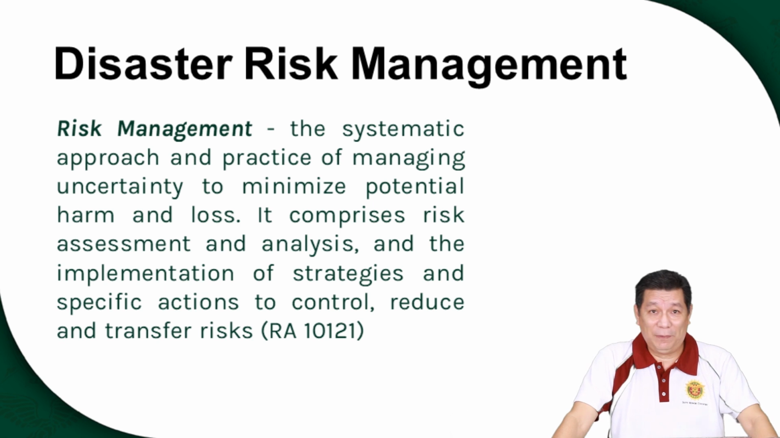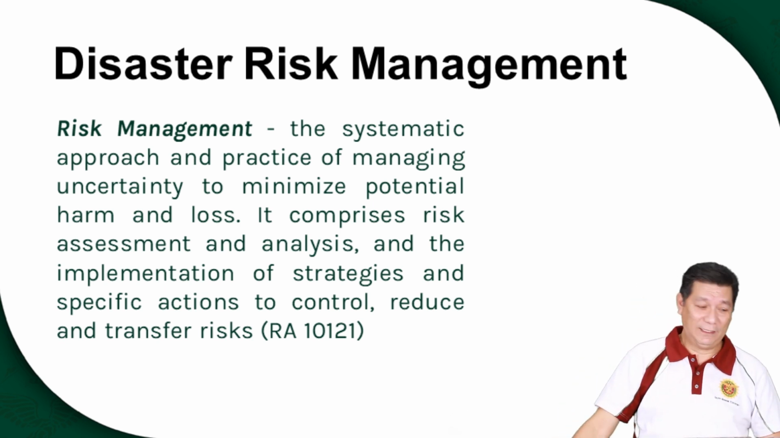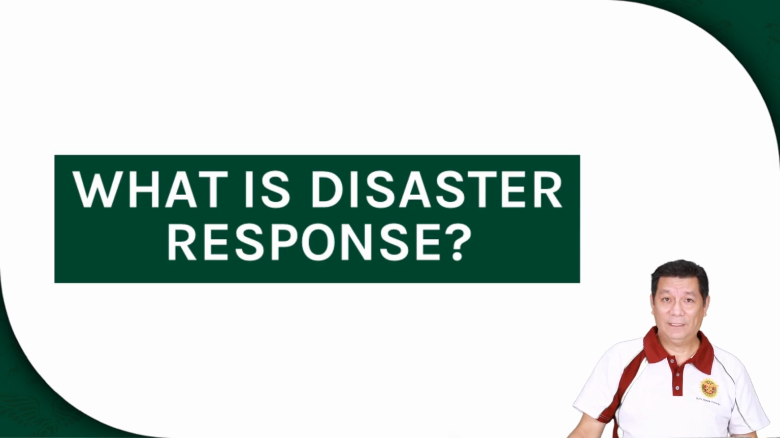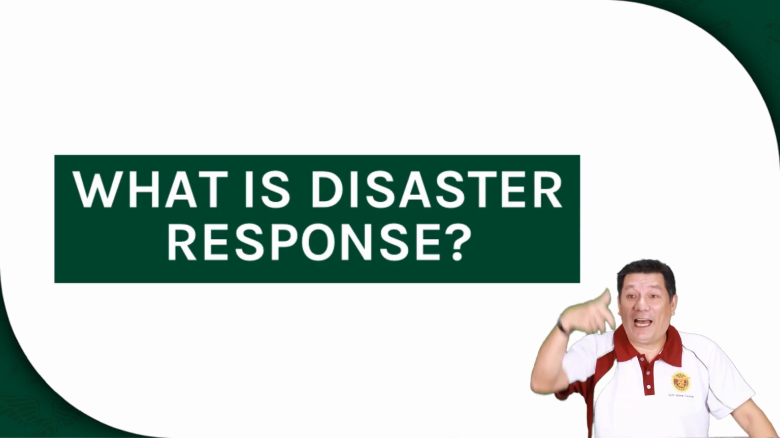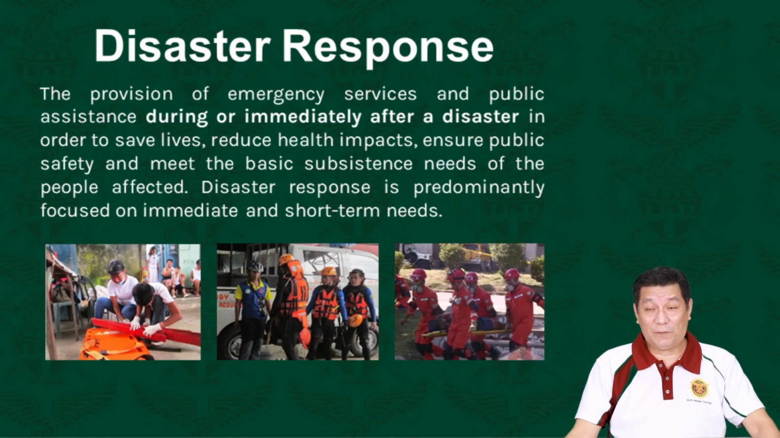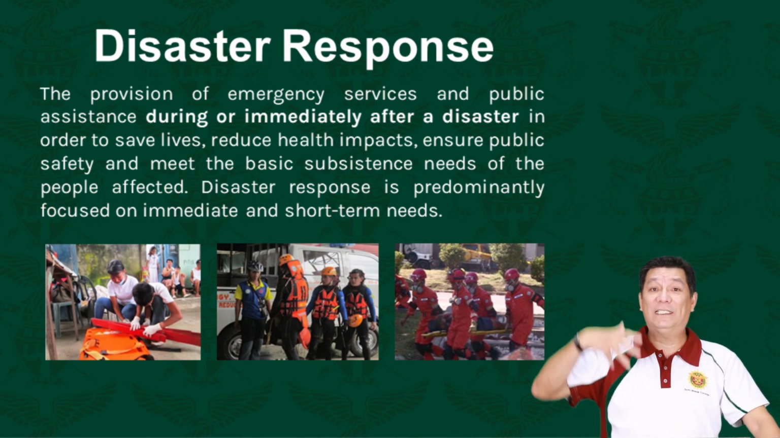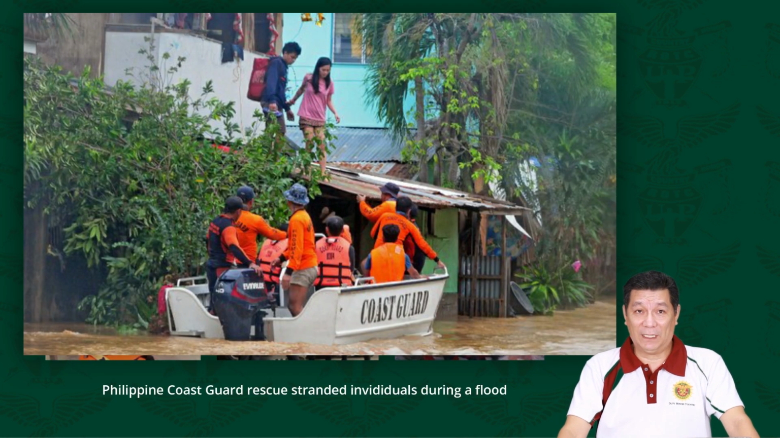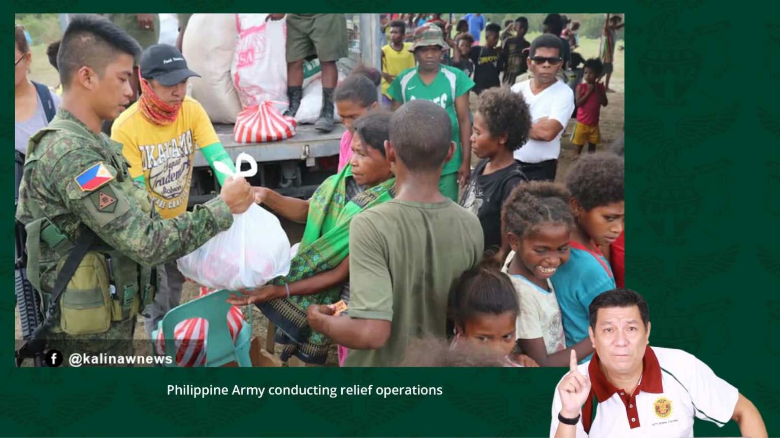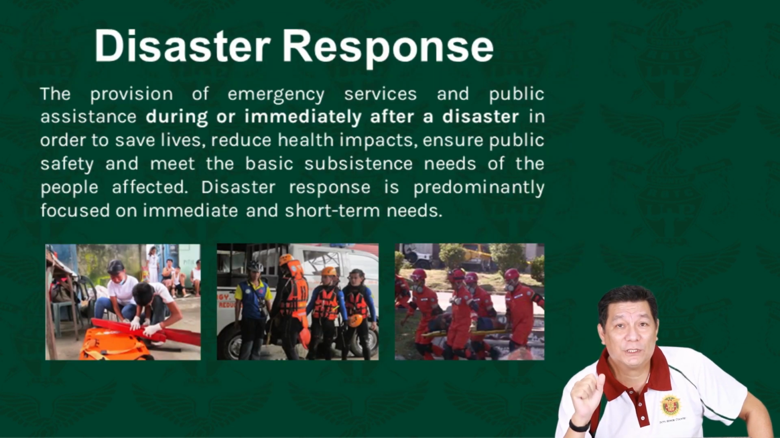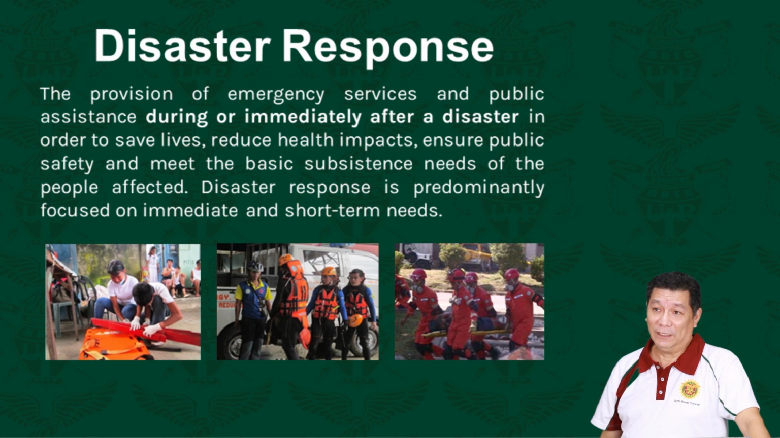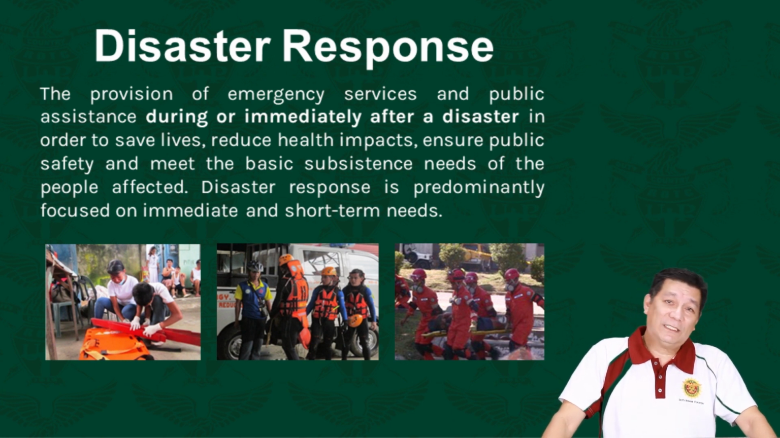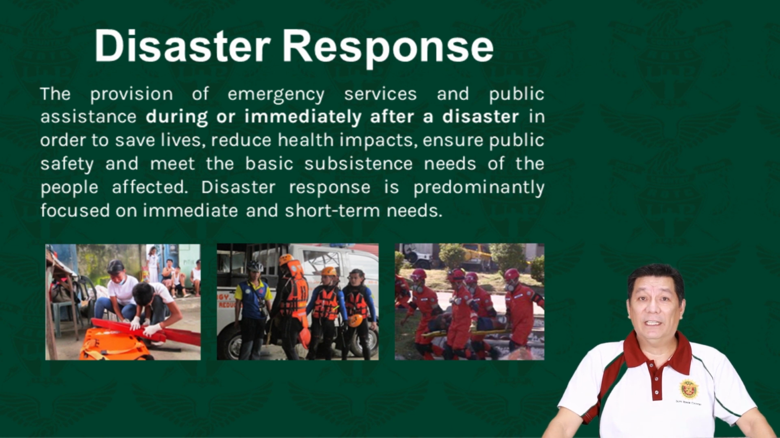So this definition of risk management, we can see in our main document for DRR in the Philippines. The most minimum is disaster response. When does disaster response happen? Immediately after a disaster. Yung iba within the next few hours, within the next 24 hours, kailangan may immediate response. Quick response. It can be during or immediately after a disaster, in order, first and foremost, to save lives, reduce health impact, and ensure public safety, thereby meeting the basic subsistence needs of people that were affected. So, ang disaster response is immediate and short-term in nature.